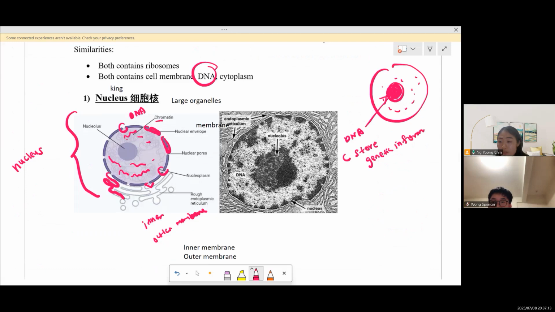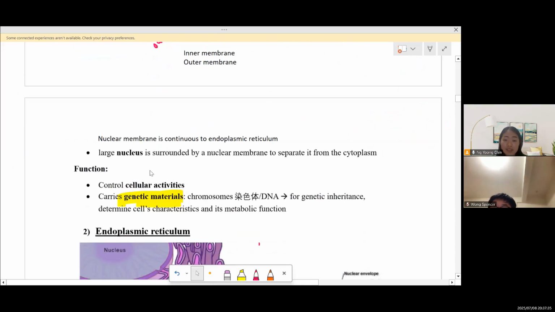So what is important about this genetic information? Because the cell will be required to produce a product, right? For example, they will need to produce proteins. So how are they able to produce the proteins? Actually, they need to refer to this genetic information found in the DNA. Okay, just make it clear in this way.